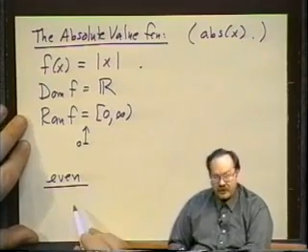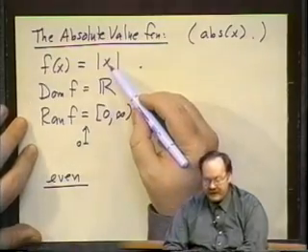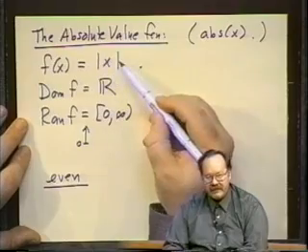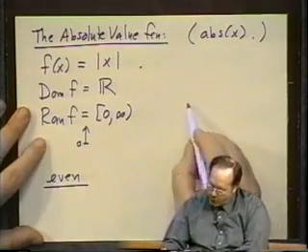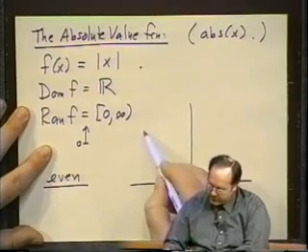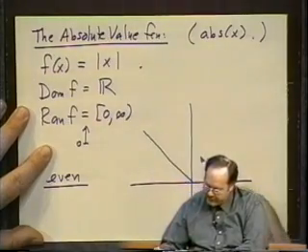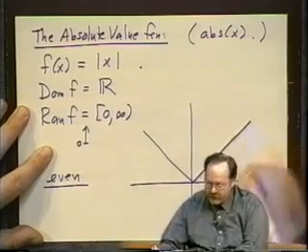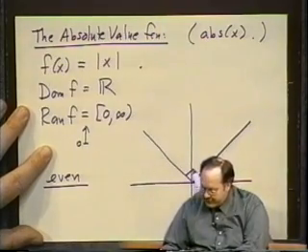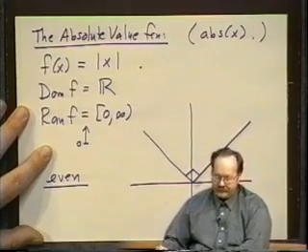Okay, you could actually try that and see that this is even. It's easy to see that that's true because x or minus x will give you the same value in the function. What does the function's graph look like? Well, it looks like this. A 45-degree line coming in from the left and going out to the right. In other words, it's a V shape. And this angle in the middle is indeed a right angle.